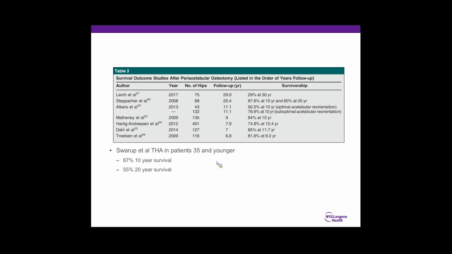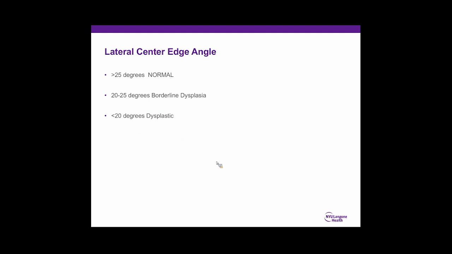And really, the holy grail is the 100-year hip. So I believe that as soon as there is a poly that doesn't wear, then perhaps total hip replacement will obviate the need for any osteotomies, even though it's a fun operation to do.